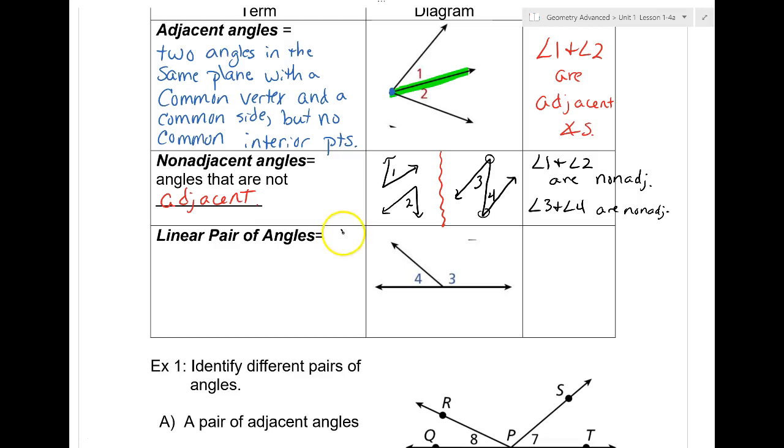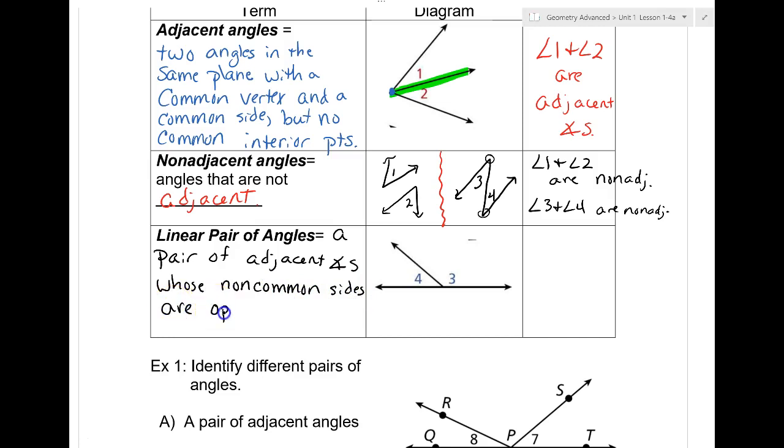It's a pair of angles formed from a line. So a linear pair of angles is the following. A pair of, now here's the key, adjacent angles whose non-common sides are opposite rays. Guys, you remember what opposite rays always make? What do opposite rays always make? They make a line. So remember, opposite rays will always make a line.